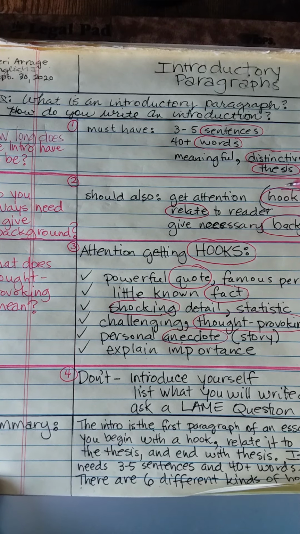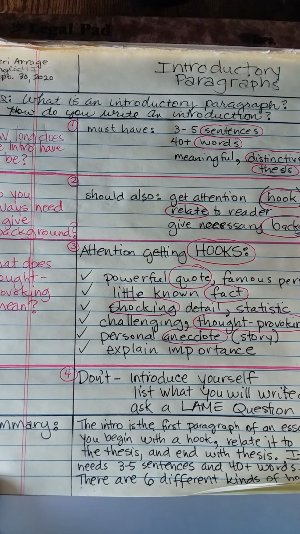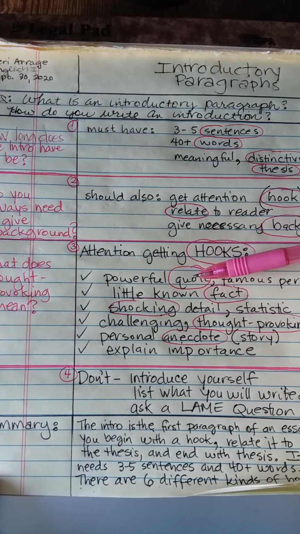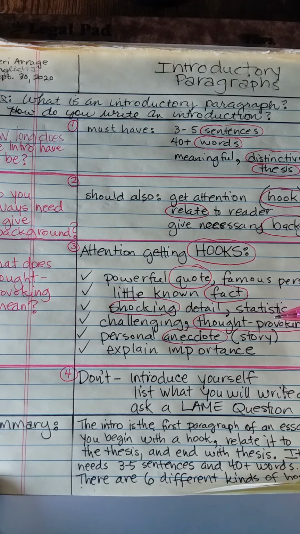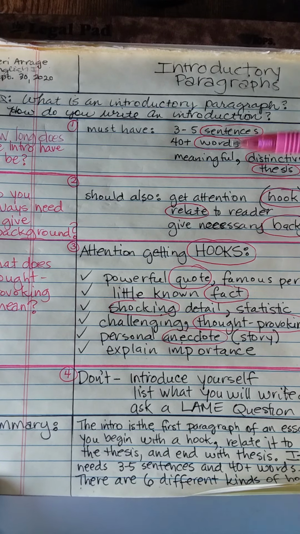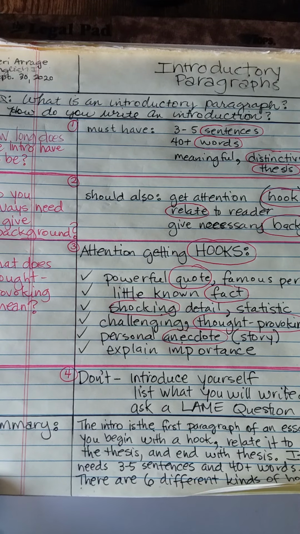Keywords in chunk 2: hook, relate, background. Keywords in chunk 3: hooks, quote, fact, shocking, thought-provoking, anecdote. Okay? So now I have circled my keywords. I should highlight main ideas.